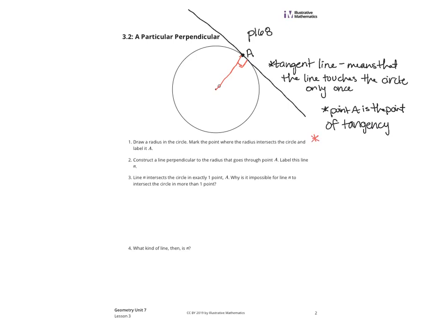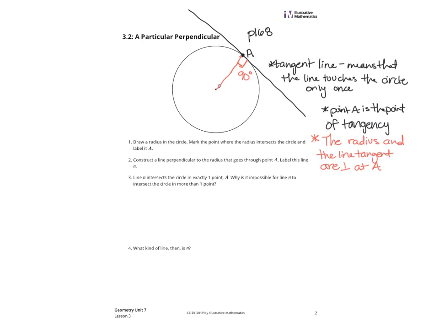So the radius and the line tangent are perpendicular at A. Remember, perpendicular would be our 90 degrees. This always makes a 90-degree angle. So where our radius touches our line tangent is always a 90-degree angle.